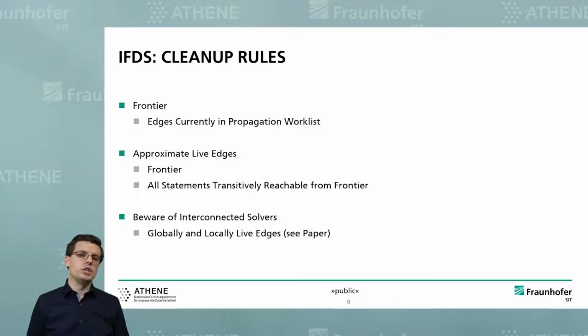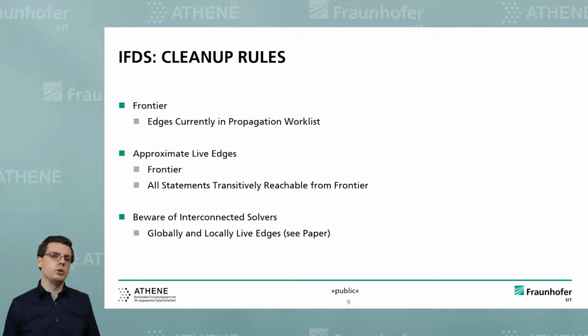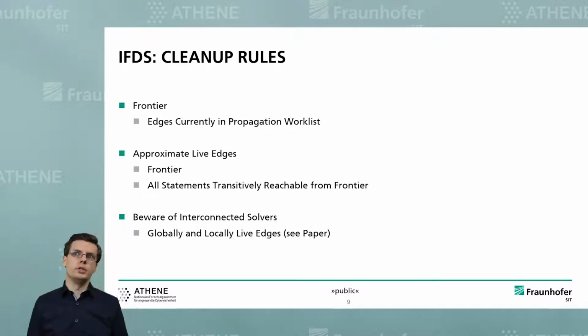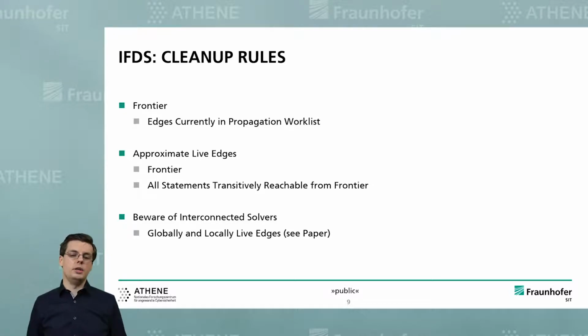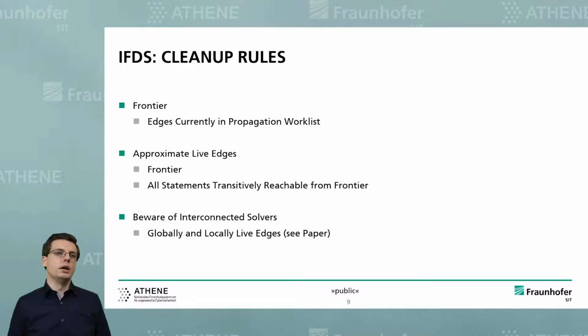Obviously, we're talking about edges, so more precisely, we would need to compute the edges that are reachable from the frontier. But this is equivalent to the IFDS problem, right? Give me all the edges that I will visit in IFDS is equivalent to doing IFDS. So what we do here as an over-approximation is we compute the statements that are transitively reachable from the statement to which the frontier references, and then say all edges that could potentially reference one of those statements are live.